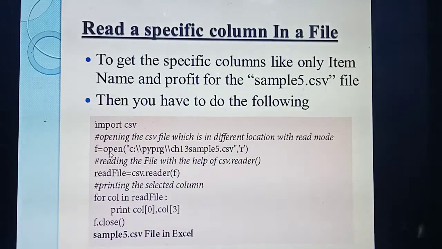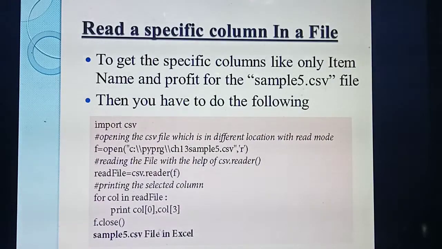What's the second line? Normal: open a file. f equal to open of the same file. What's the name of the file? Here we are going to open sample5.csv, in read mode. Next, instead of reader equal to csv.reader, here you give read_file. Same meaning, reading the file with the help of this. So read_file equal to csv.reader of the file object.